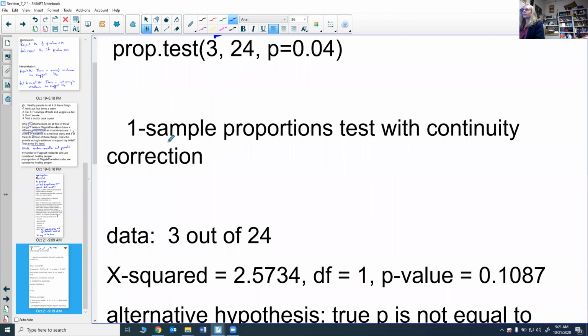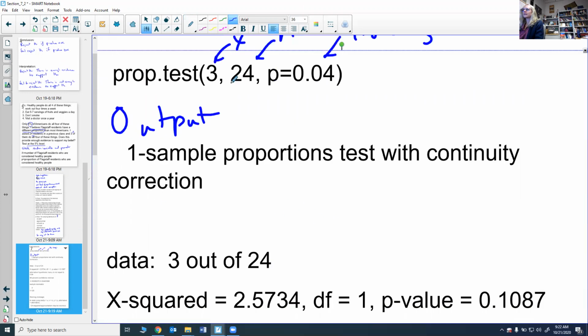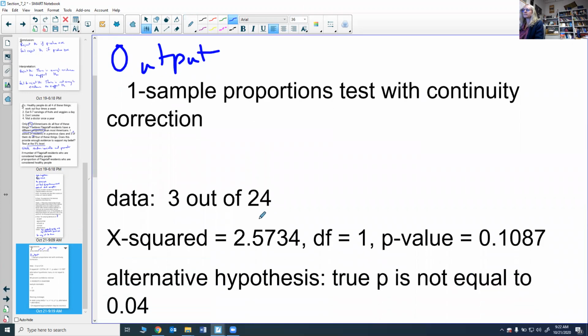So here's again the output. And again, it's telling us we did a 1 sample proportion test. We have a 1 sample because we only collected 1 group of information. We weren't comparing those to another group. We were comparing it to a known number. So it's considered a 1 sample proportion. We have the 3 out of 24. That was the data we typed in. Again, that should confirm with what we typed in.